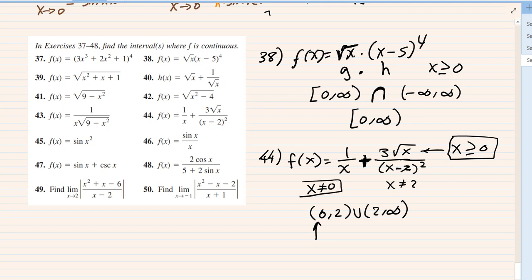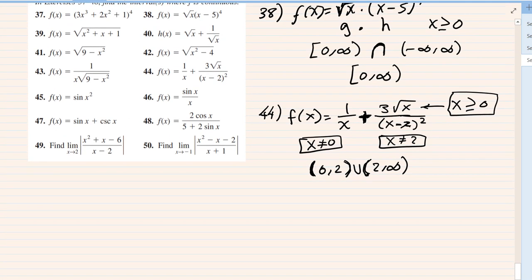But then this one says x cannot be 0, so we have parentheses at 0. And then this other restriction says x cannot be 2, so these coming next must each be parentheses because they're not included. So again, we have to make sure that we keep all three functions happy. And by happy here, we mean that all three functions are defined in their natural domain.